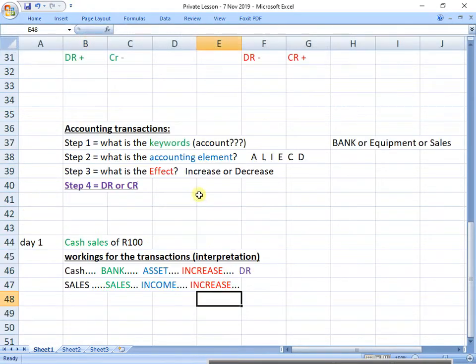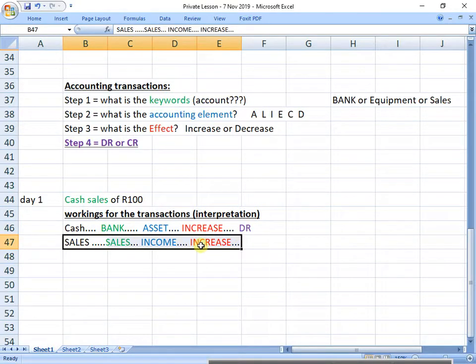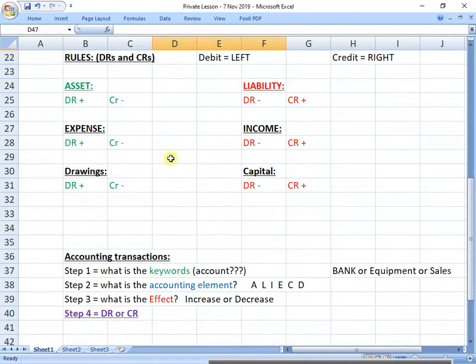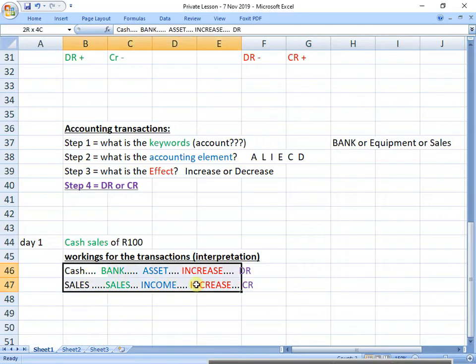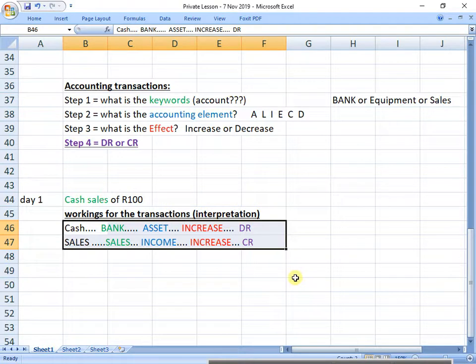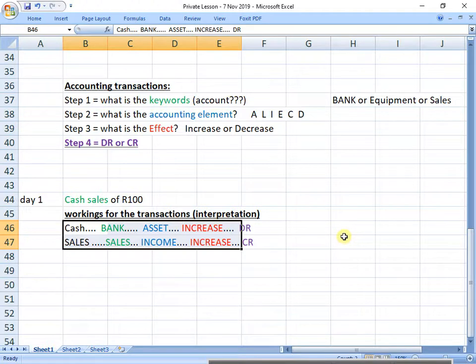Okay, I got that because of the rule. The rule tells me what to do. Okay, the next one. Sales is an income. The income is increasing. Where does income increase? On this side. So, credits. And there you go. You've got everything that you need now in order to do whatever application you're required to do. Sales will always be income. Bank will always be an asset.